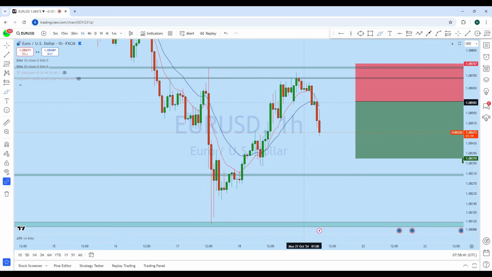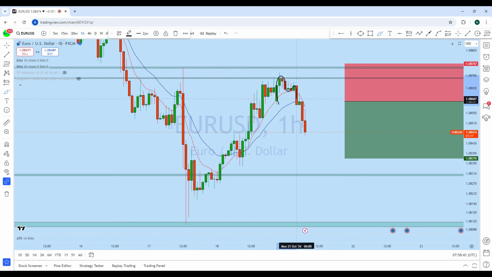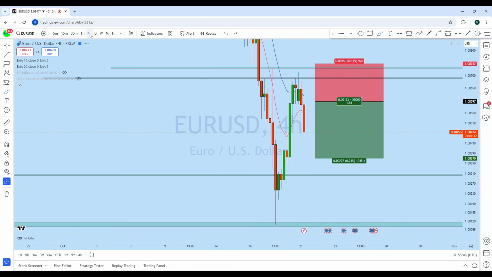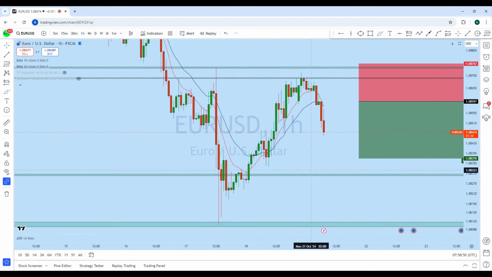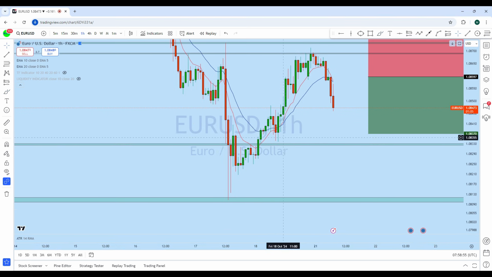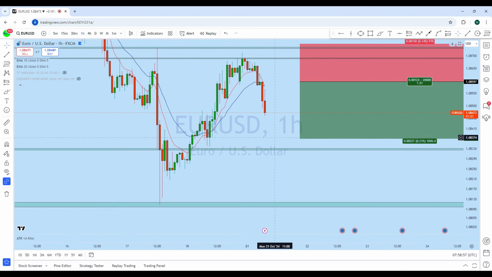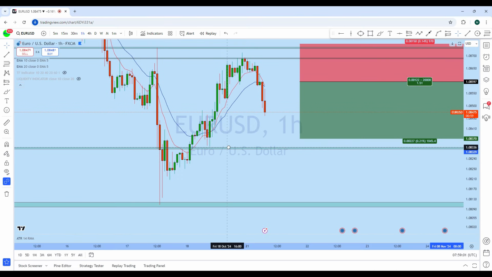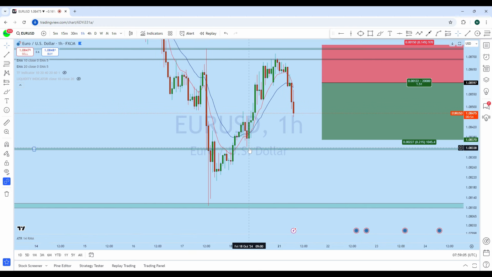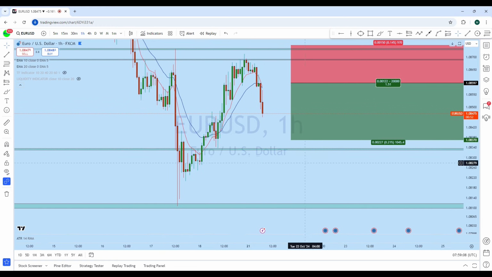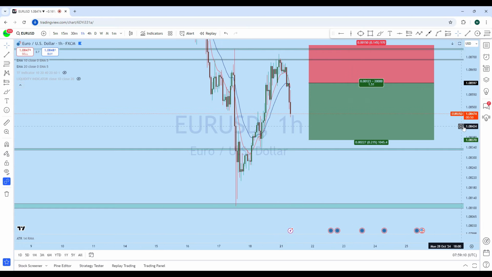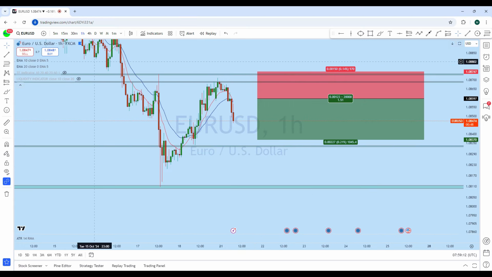From the 1 hour, we can see a head and shoulders formation clearly visible. As the market managed to break from that head and shoulders, this is the order block here where the market bounced, and I think this is where our TP target is set at 1.0837. I think the price will try to gain momentum from below this 1.0833 level, as below this level there is also high liquidity. So at the moment it is still bearish.